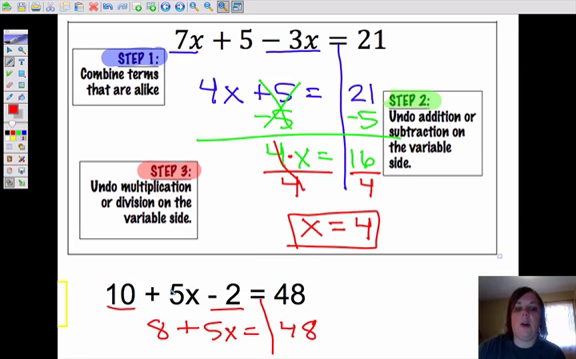So sometimes the like terms have variables, but sometimes they do not. So now you can go ahead and pause the video if you need to and work on skill set C practice problems.